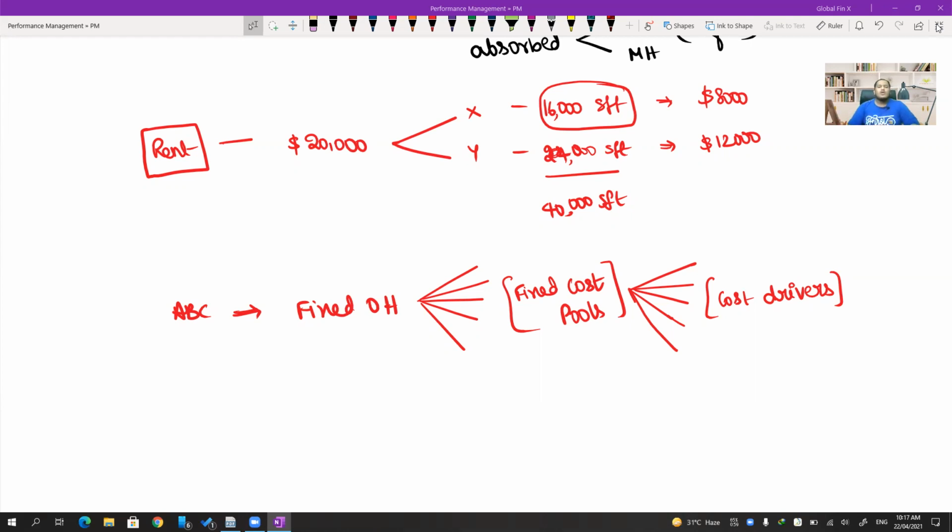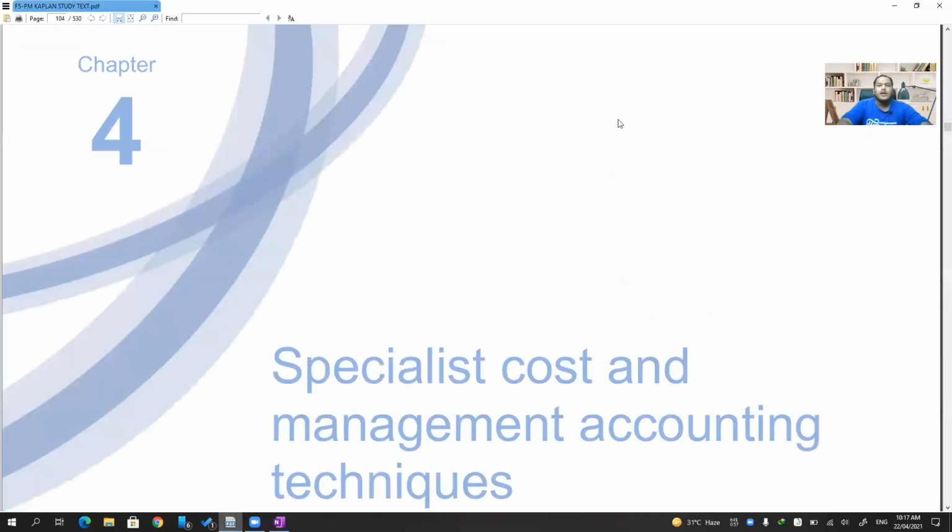But under ABC, you are not tested on the over absorption or under absorption concept because already too much work is there for ABC. You have to first list out the fixed costs, then list out the cost drivers, then the overhead absorption rate, then the absorption for both the units. Already too many steps are there, so they don't usually test you in ABC on the over absorption and under absorption concept.